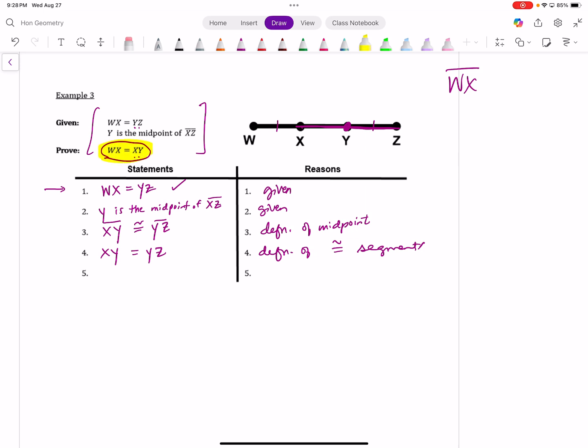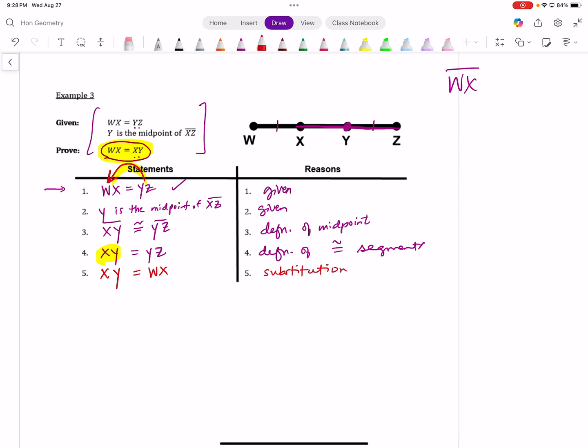All right, now remember, here's where we're trying to get. We're trying to get to here. So I've got an XY in this step, but I have a YZ. But up here, I know that YZ is the same thing as WX. So where that YZ is, I'm going to plug in WX. And that's just a substitution.